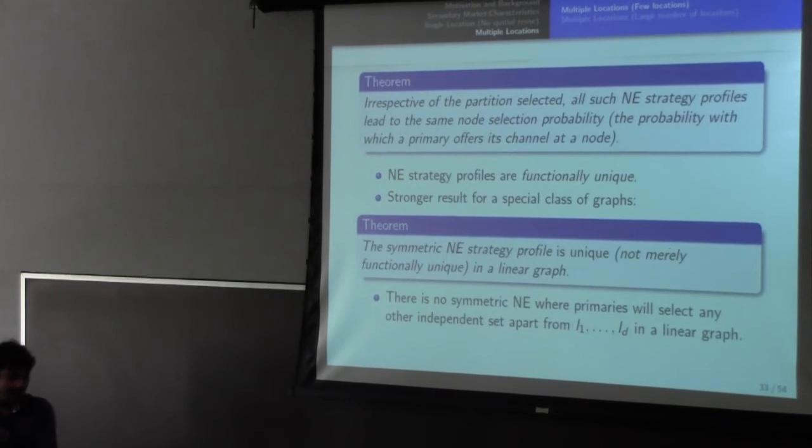So as the node selection probability is the essential part for selecting my pricing strategy, and the payoff, any strategy profiles are functionally unique. So it will give rise to the same pricing strategy at each node. So we do not need to communicate with my competitors for what partitions we are selecting. We also get a stronger result for a special class of graphs, like if the conflict graph is linear, then the symmetric Nash equilibrium is unique, and thus in the symmetric Nash equilibrium, the primary will only select independent sets from I1 to ID.